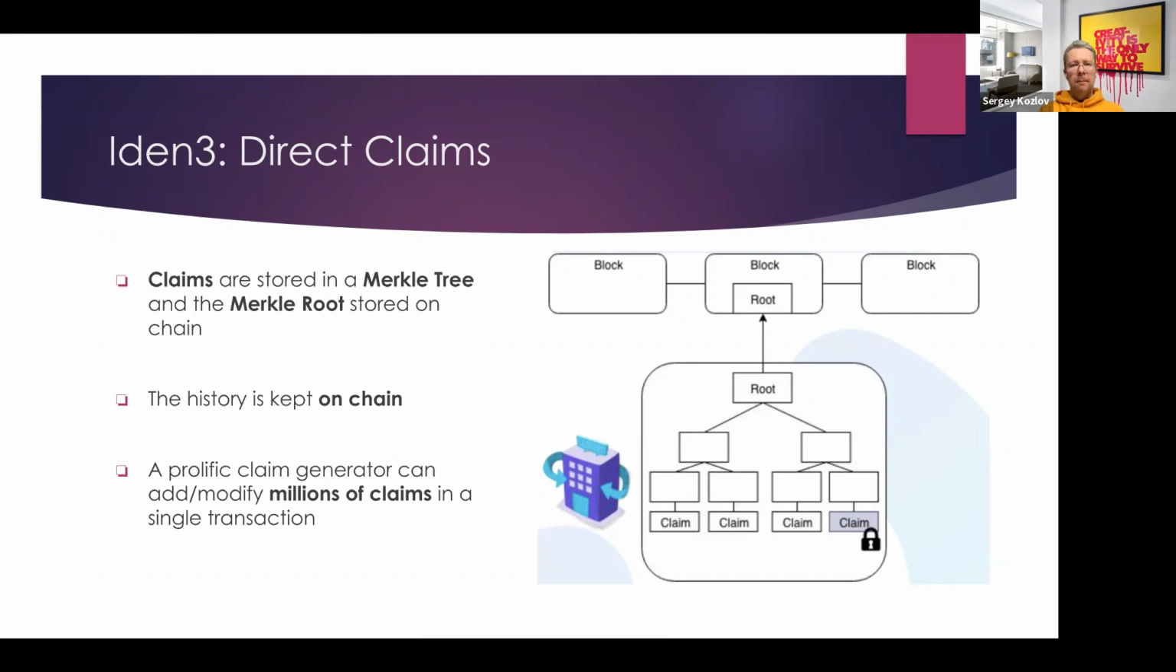I hope you know from the previous presentations, from the previous lectures, what the Merkle tree is and how it works. So we have all our IDs written into this Merkle tree, and on chain, we keep only the root of the Merkle tree. If we add additional identities, then we should send only one transaction. This transaction will change the previous root to the new one, and that's it. So we can really add or modify millions of claims in a single transaction. That's the power of zero-knowledge proof and blockchains when we combine these two technologies.